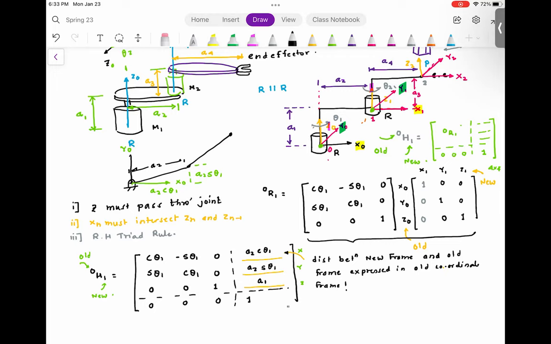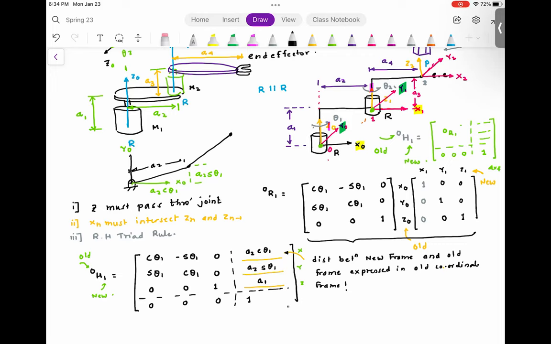Why do I have this theta 1? Because please understand that these relationships between two frames have to be valid for all the values of theta. If theta is 0, then this term will become 0 and I will just have A2 over here. If theta 1 is 90 degrees, then the first term will be 0 and I will have A2 over here. Everyone understood that? Once you formulate the homogeneous transformation matrix, half of the problem is done. Now I need to formulate the homogeneous transformation from 1 to 2. Do you agree with me?